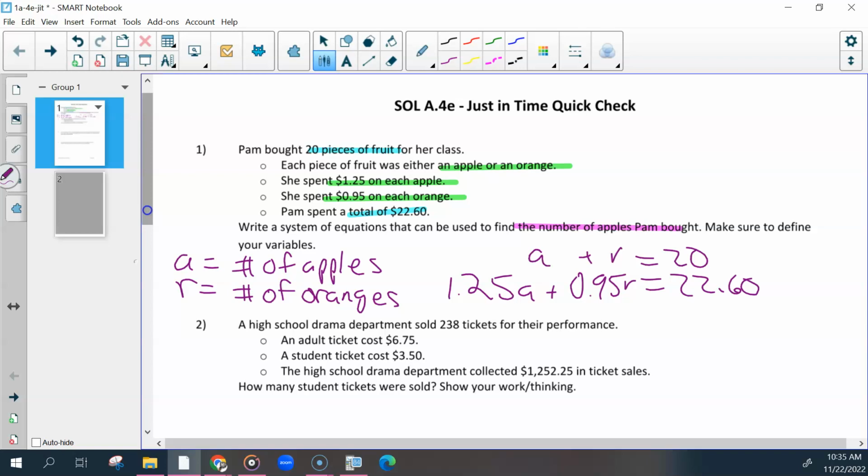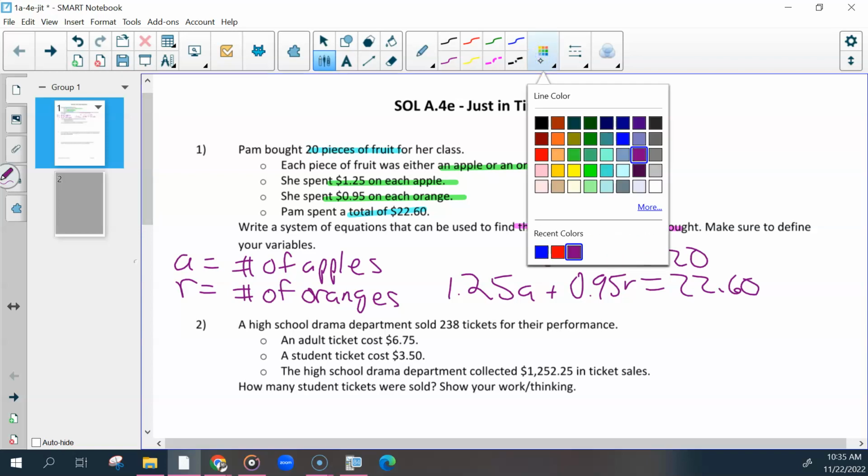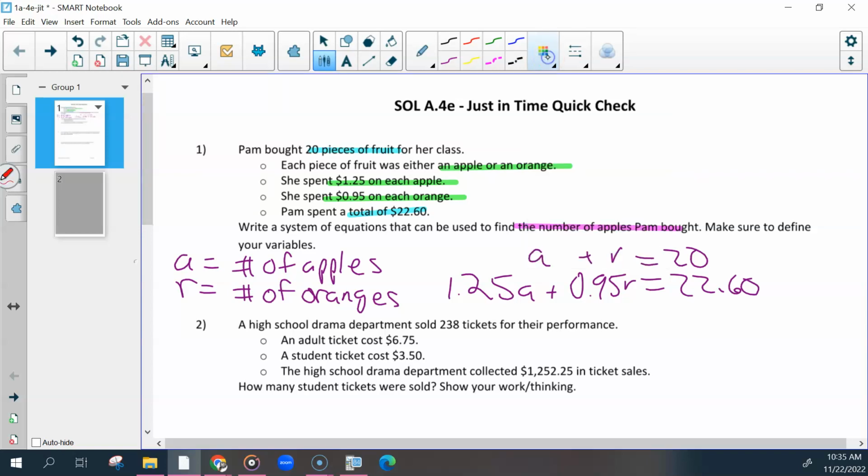Because we're only looking for number of apples and not both, we could eliminate our R's. So to eliminate our R's, they would need to be the same. So we could multiply this equation by 0.95. And I'm going to write this up here because I don't really have space.